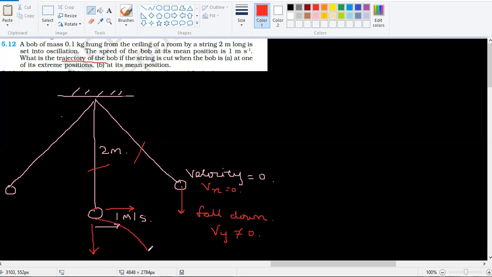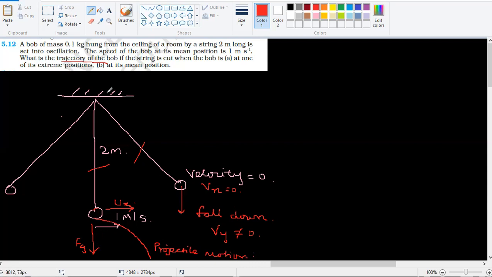It's a projected motion, right? Yes, so you have this as your ux, and this is your gravity. The moment you cut this, it will try to go this way, but then gravity will pull it this way. So it will take a projected motion. That's what they are expecting you to do.